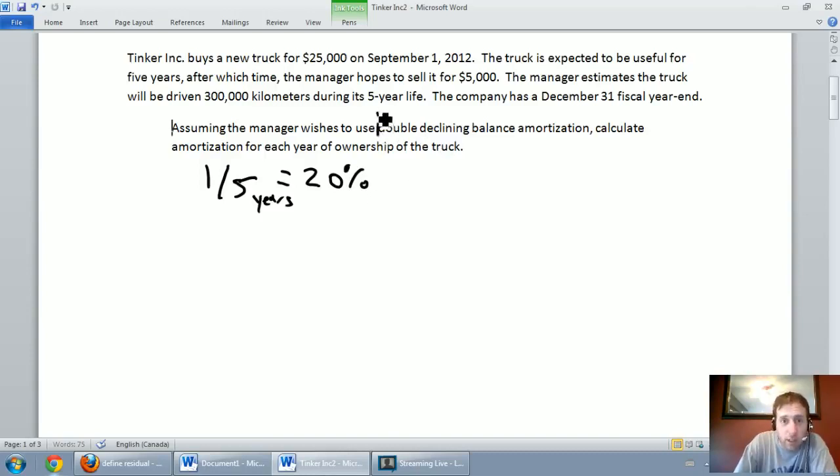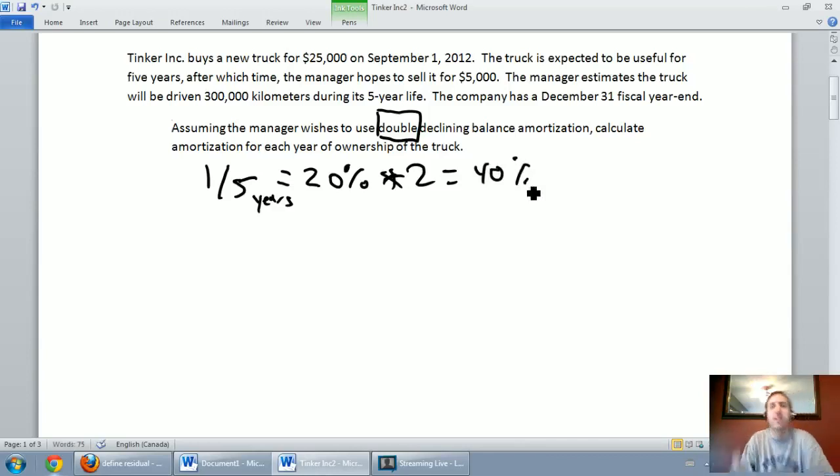Now, that would be great if we were doing single declining balance. This method is called double declining balance. So you take that 20% and double it. 20% times 2 is 40%. That's what makes this an accelerated amortization method. We are going to amortize this thing fast. Our amortization is not 20%, it's 40% per year.